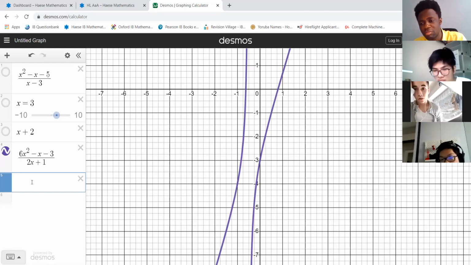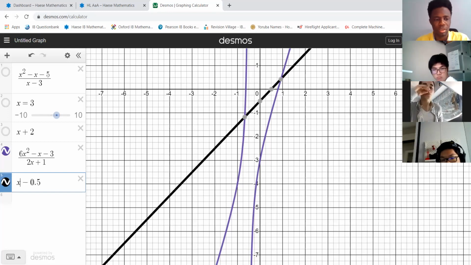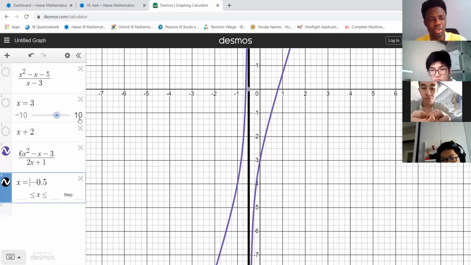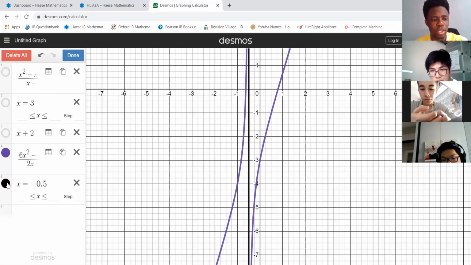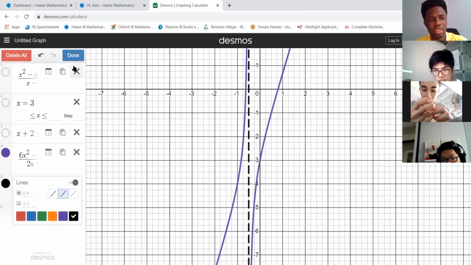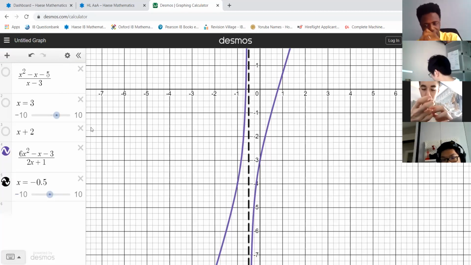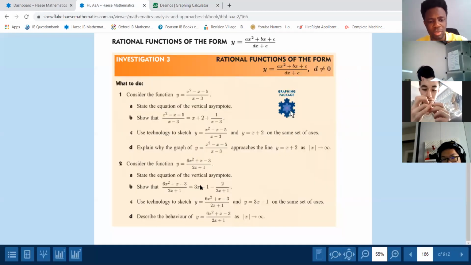He didn't say x equals negative 0.5. He didn't say x is equal to. So if I write here negative 0.5, let's see what happens. Nothing happens, Alex. If you don't use x is equal to, how do you tell the graph that you are referring to the x-axis or y-axis? So you must not leave that out.